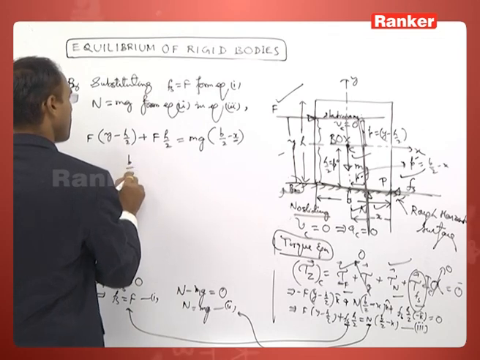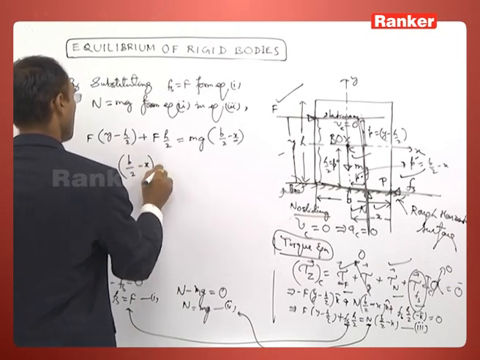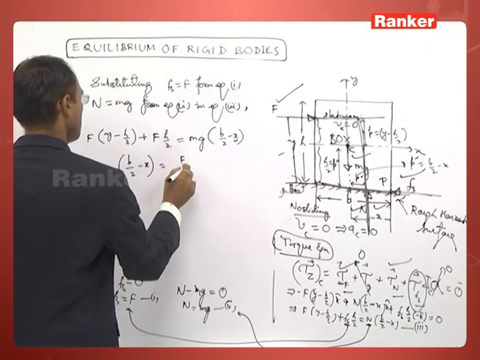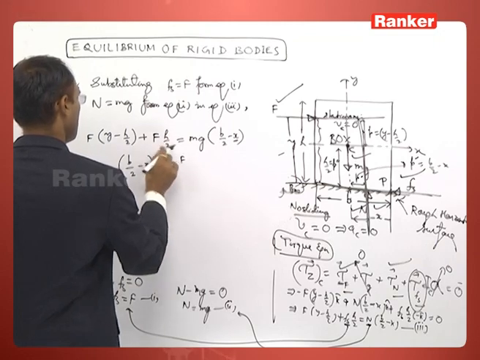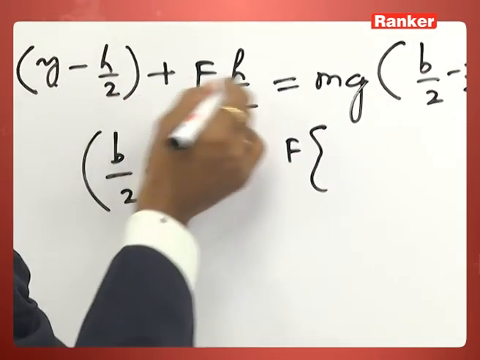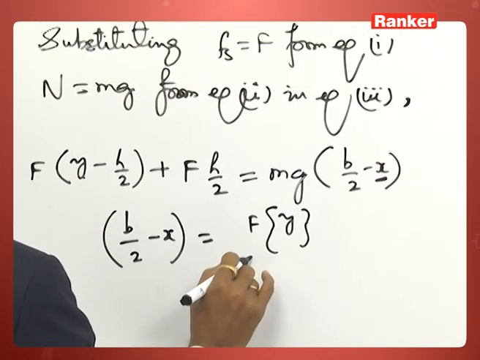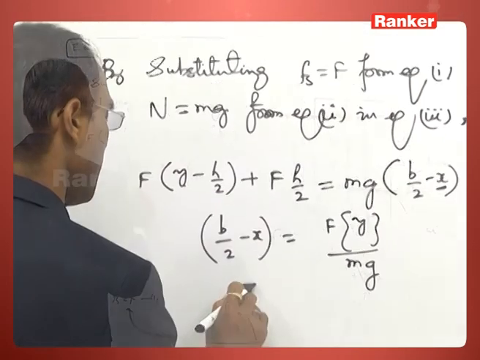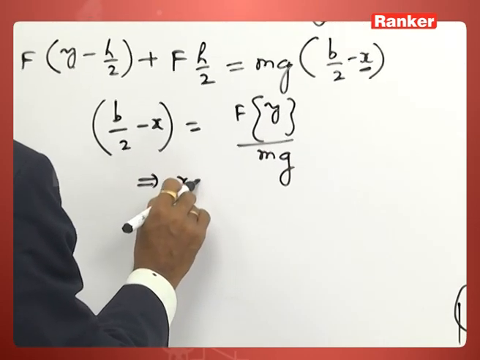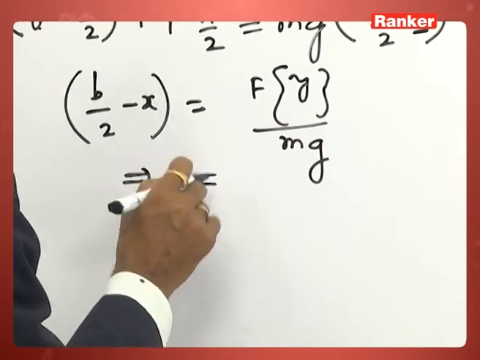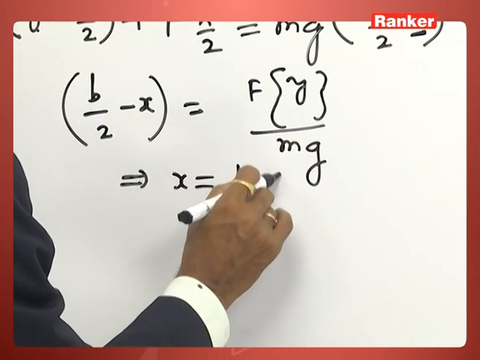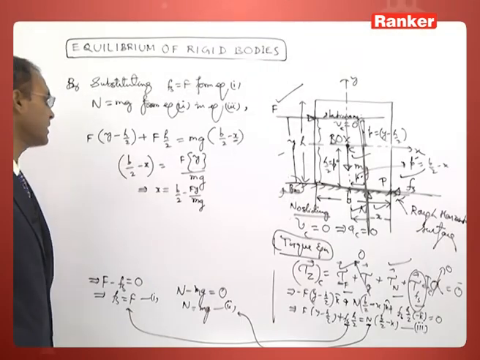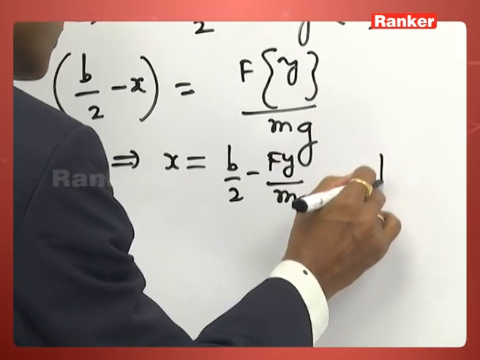and you can get the value of x. So b by 2 minus x will be equal to F, take common, y minus h by 2 plus h by 2 will be y, by mg. Therefore, x is not equal to b by 2. So, x will be equal to b by 2 minus Fy by mg. That's interesting. So, obviously, this is less than b by 2.